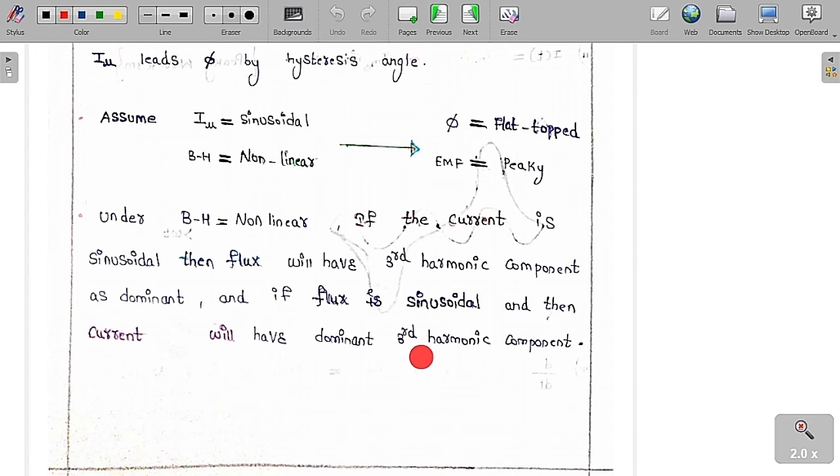Similarly, for the same non-linear BH curve, if the current is to be sinusoidal, then the flux should be a flat-top waveform, meaning it is going to have the third harmonic as a dominant component. So this is the point you always have to remember: with a non-linear BH curve, if one is sinusoidal, the other will always have the third harmonic component as the dominant one.